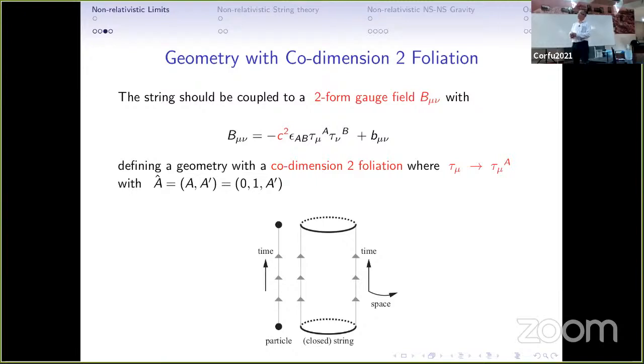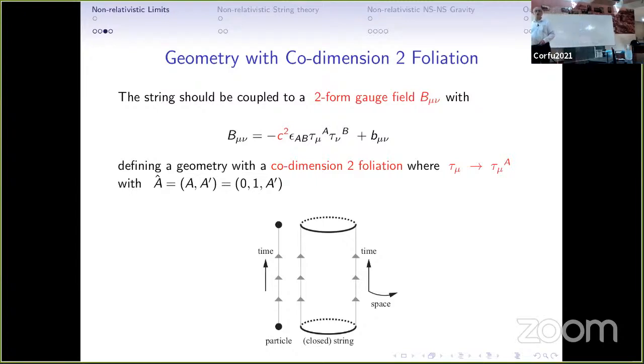But then you see, when I wrote this infinity to cancel the kinetic term, this is anti-symmetric. I can't do it if I have one tau. You need at least two taus, and that leads automatically to a codimension two foliation. So you have to replace the tau of the particle case by two taus, that represent the two longitudinal directions of the string. And then you get this two-dimensional foliation, and note, the Newton potential is now hidden in the two form. So that's very basic stuff.